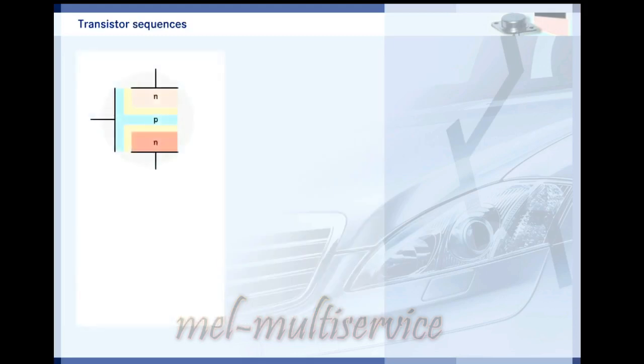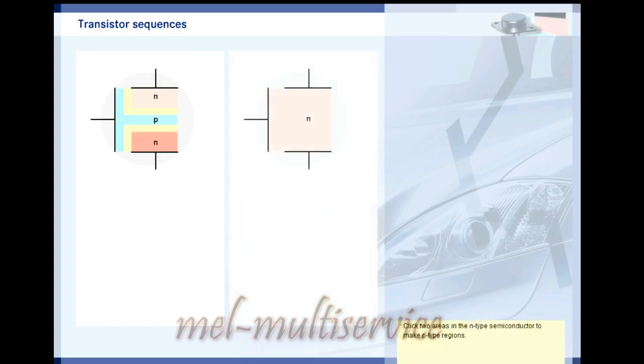The transistor consists of three differently doped crystal regions, in this case, two N-type regions and a P-type region. A depletion region forms between them due to the diffusion and recombination of charge carriers. It can also be done the other way round. Start with an N-doped crystal and click two areas in it to create P-type regions.